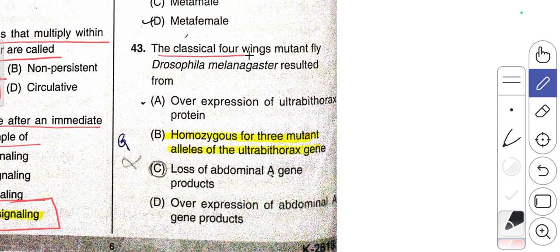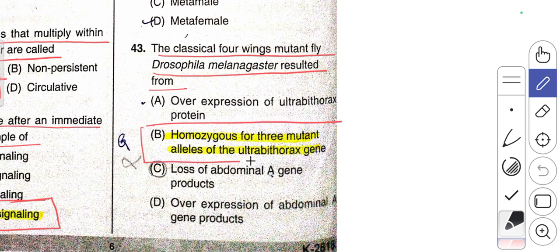The classical four-winged mutant fly Drosophila melanogaster resulted from being homozygous for three mutant alleles of the Ultrabithorax gene. So due to this, you will get a classical four-winged mutant fly. So B is the right answer.